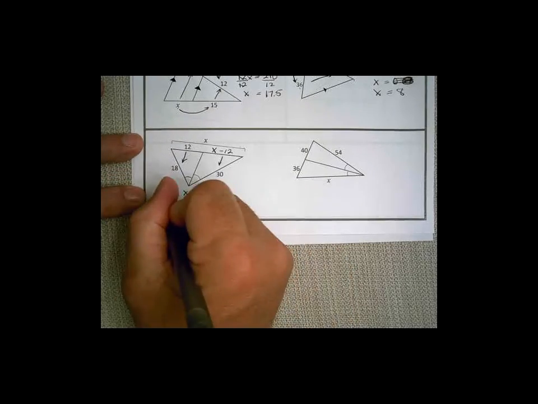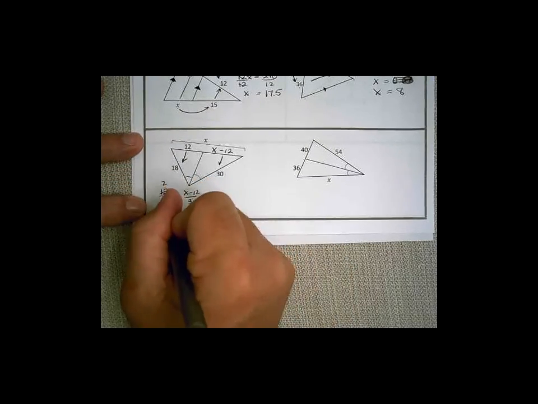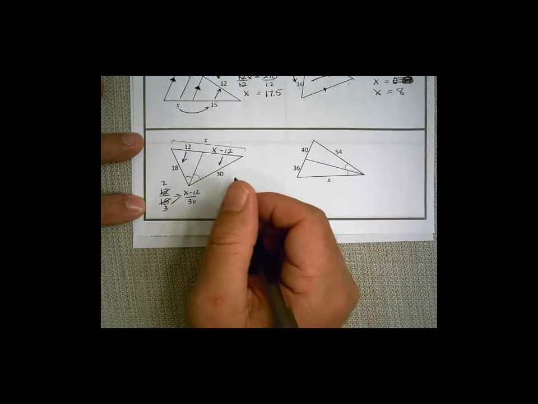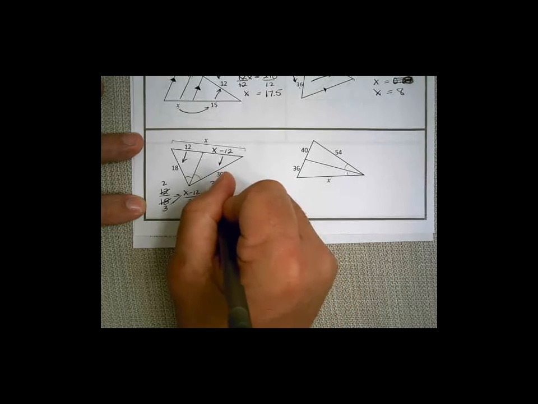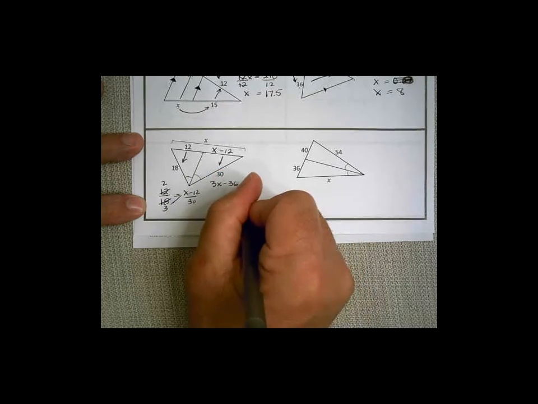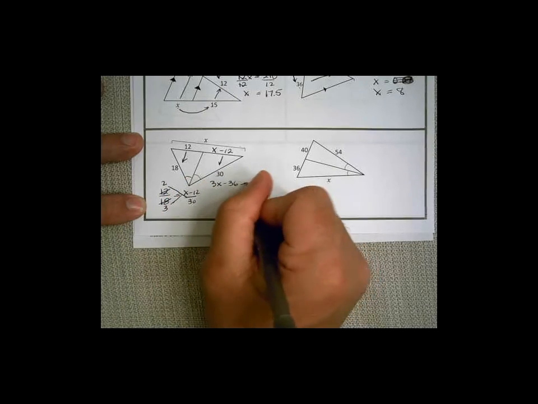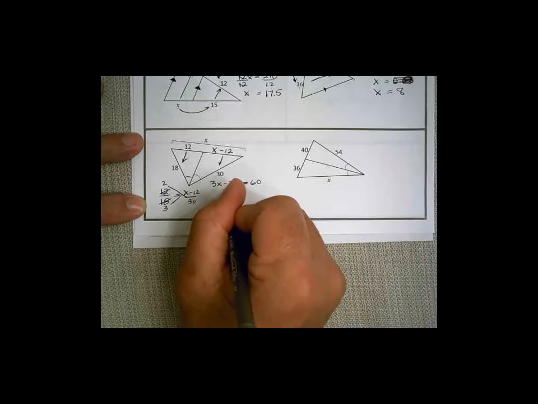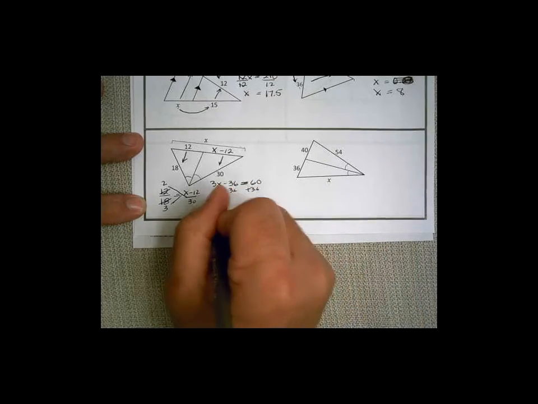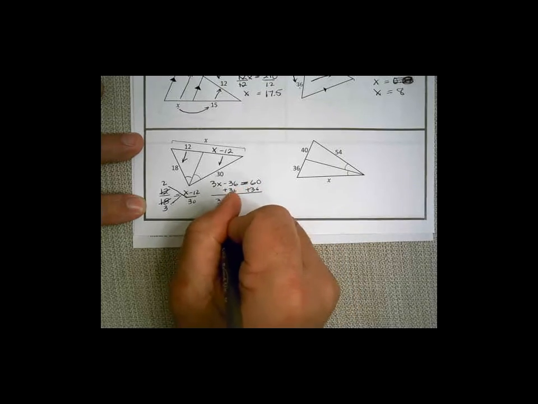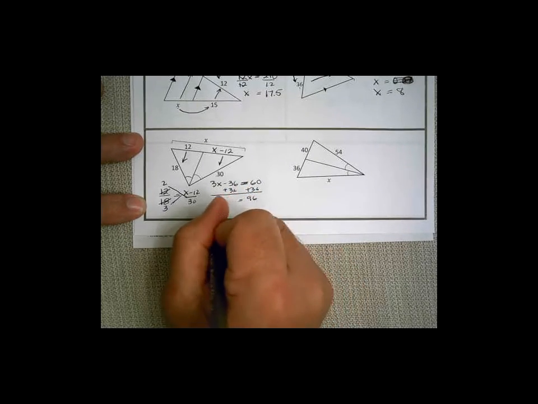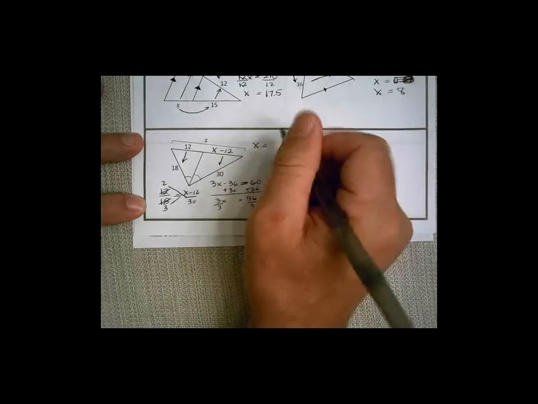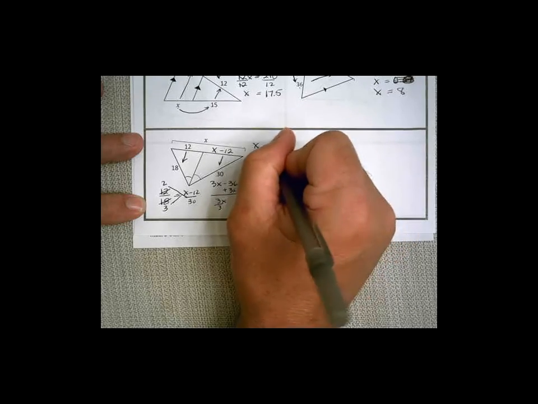So 6 goes into 12 twice, and 6 goes into 18 3 times. Now when we cross multiply, we go 3 times x minus 12, or 3x minus 36, equals 2 times 30, which is 60. All right, now I'll add 36 to both sides, and I get 3x equals 96. Divide both sides by 3, and I get x equals 32.